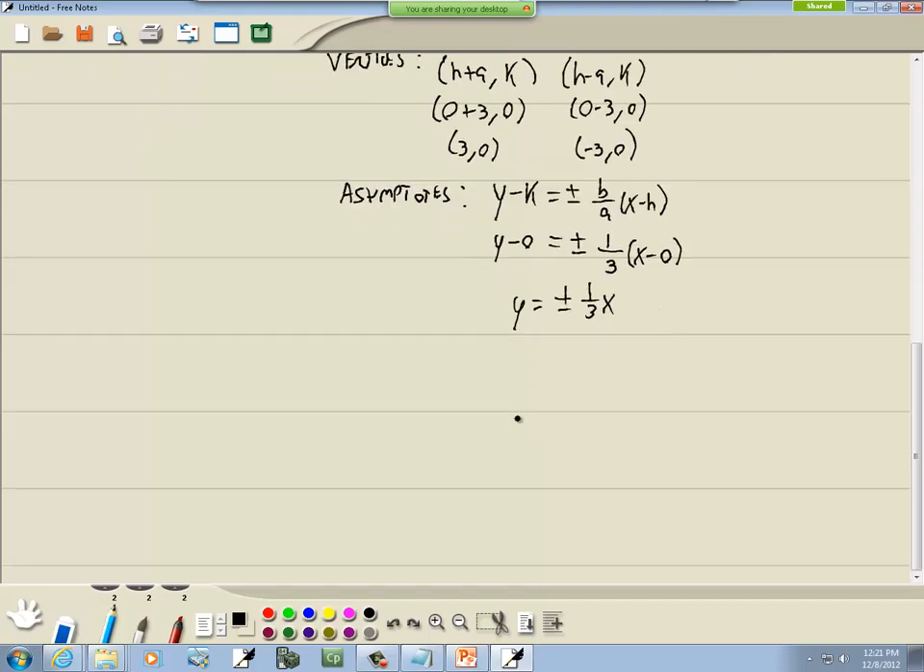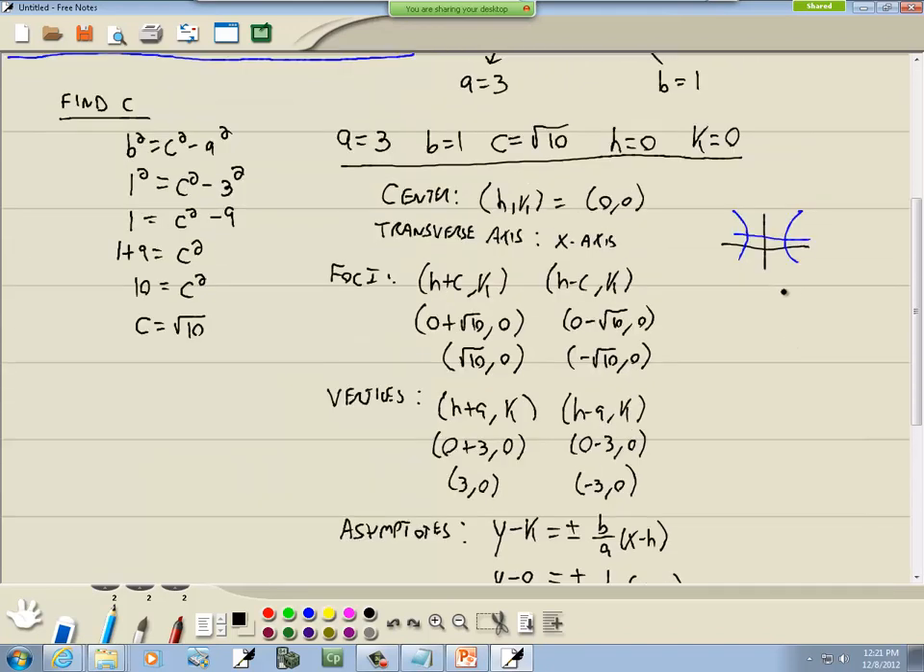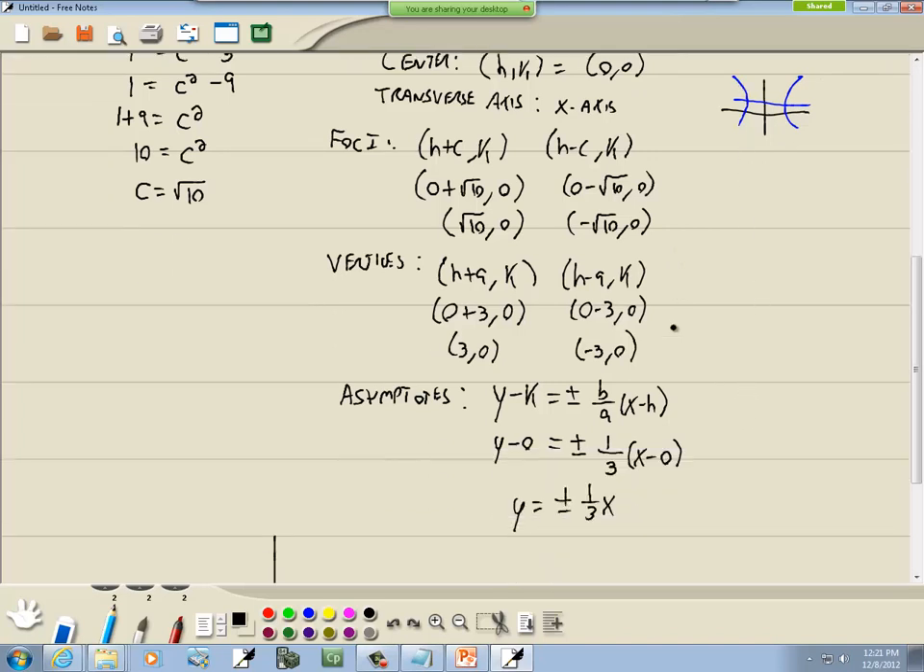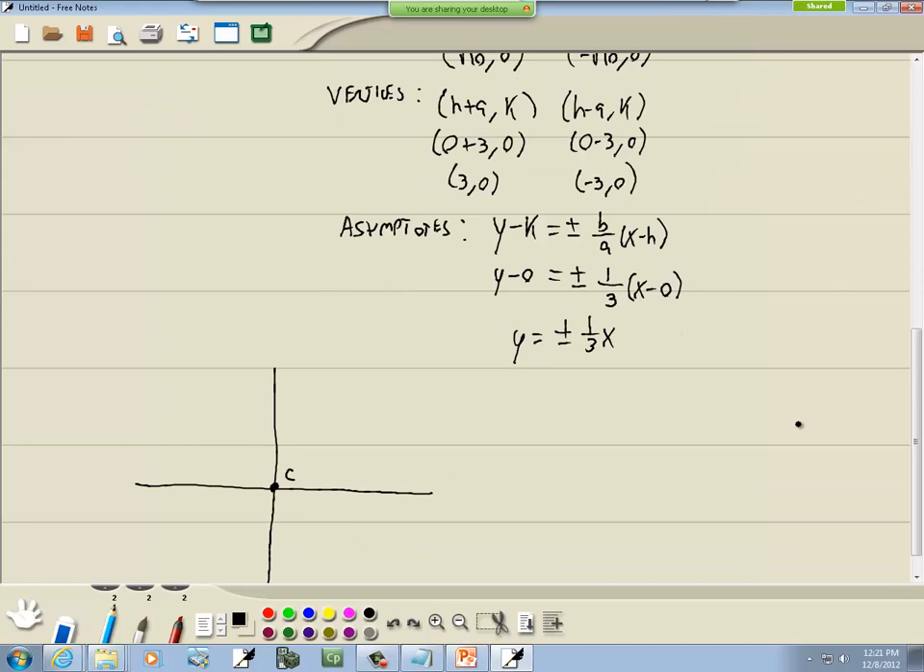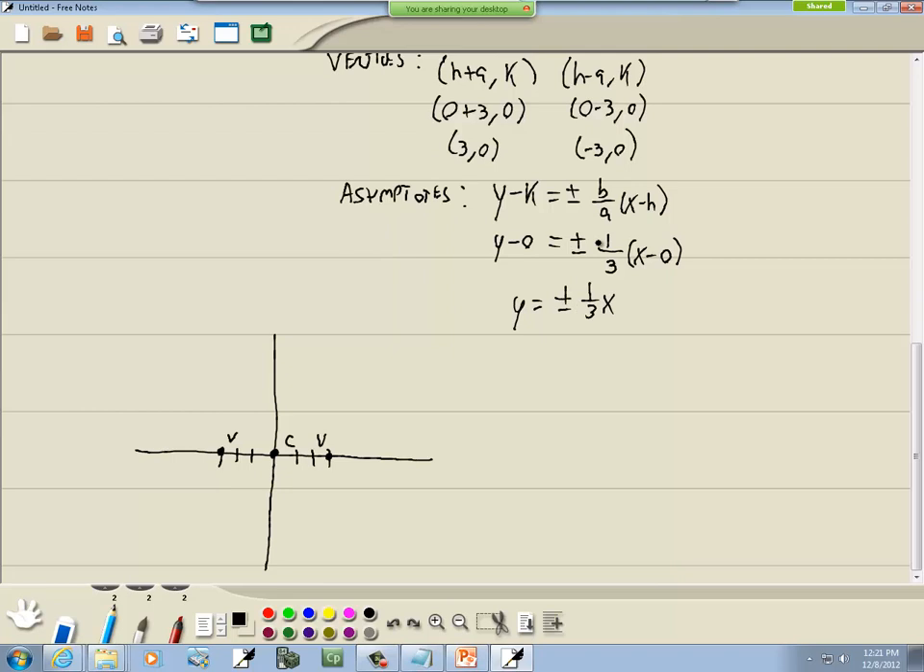Let's graph this now and see what in the world all these pieces give us. Center was at 0, 0. That's what we found right here. Of course, we know what our graph looks like from the transverse axis. Foci we're really not going to use. Vertices, 3, 0, negative 3, 0. Again, knowing the way my graph looks, I already have a pretty good idea of it. Our asymptotes are very important in helping us get the shape of it. Not everything, but it helps give us an idea.